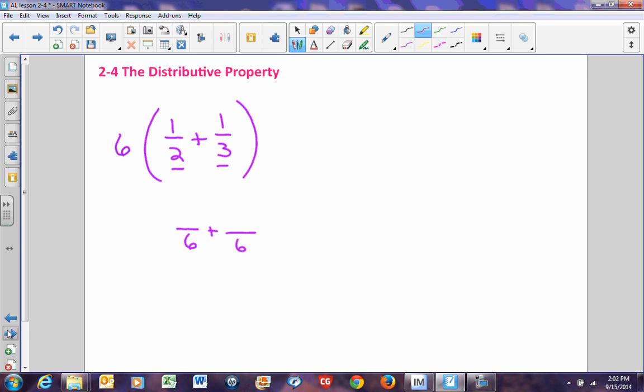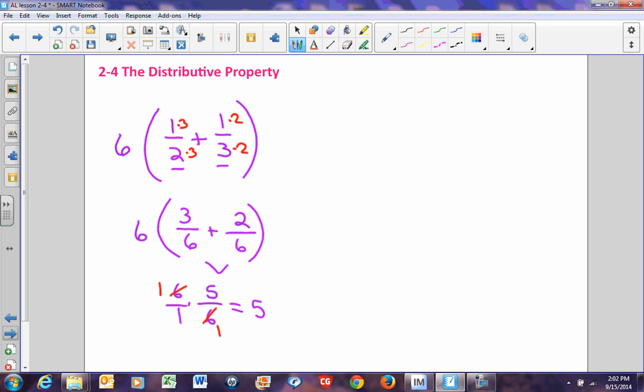And so I would look at this and I'd say, okay, 2 times 3 is 6, so 1 times 3 is 3, 3 times 2 is 6, so 1 times 2 is 2. So I would say that this has to be 3/6, and this has to be 2/6. And then I would add them together. 3/6 and 2/6 is 5/6, and I'd multiply it by 6 over 1, and hopefully you'd recognize that you can cross cancel these, and you'd end up with your final answer as being 5.